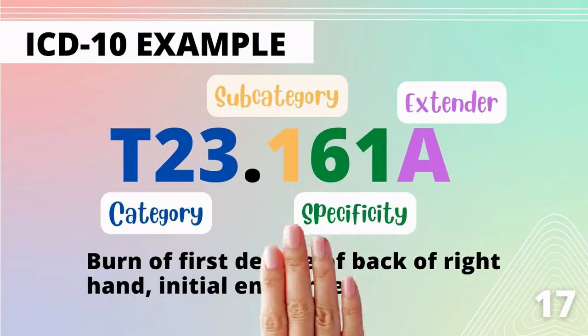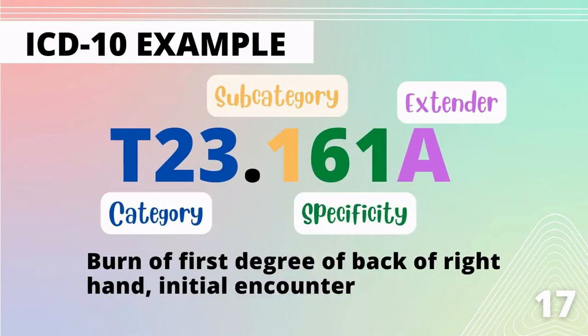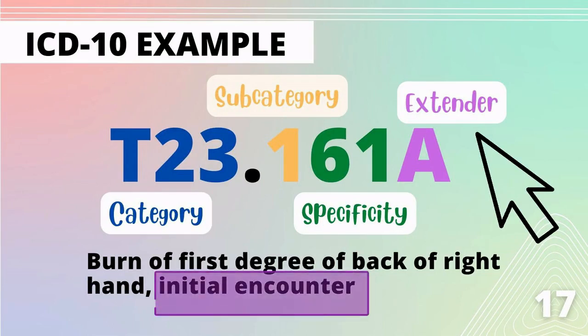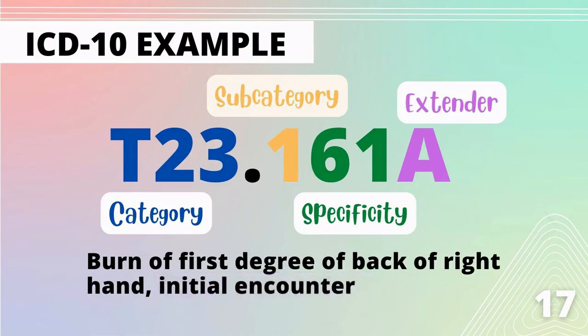Some codes have a 7th character, which can be either a letter or a number and is called an extender. It changes the entire meaning of the description. For example, initial or subsequent encounter.